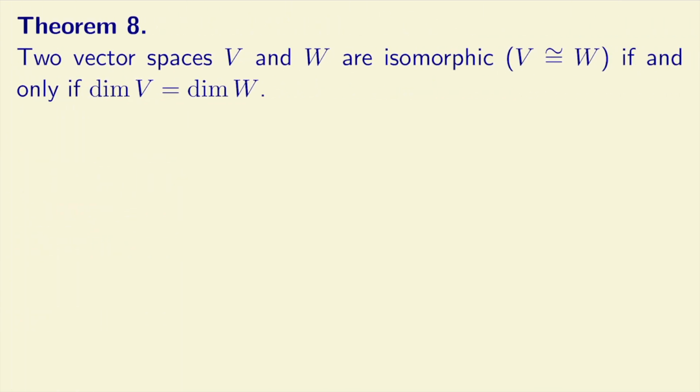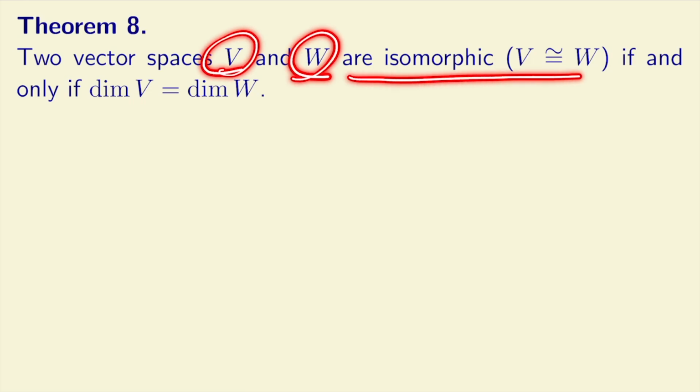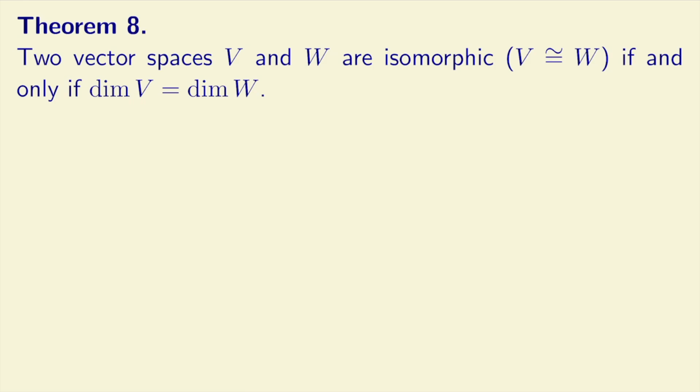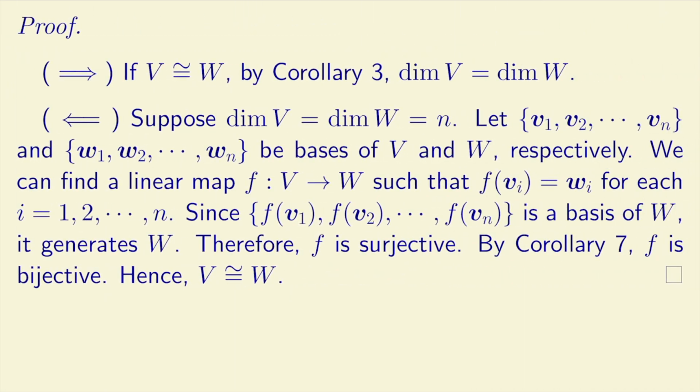And this all builds up to Theorem 8, which is really the main point of all this. It says that two vector spaces, V and W, are isomorphic if and only if dim V equals dim W. So if they have the same dimension, they are basically the same space, just with different labels for their vectors? The notes say exactly that. Let's check the proof. The proof is in two parts.